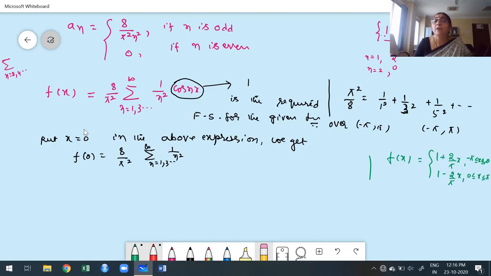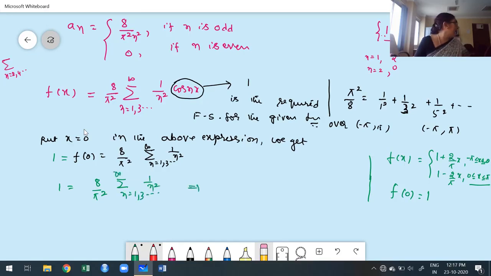Okay. Now I want to find out my f of 0. F of 0 is nothing but, put x is 0. Now 0 is in the range 0 to pi. Therefore, you put x is 0, f of 0 is 1. Therefore, this value is 1. 1 is equal to 8 by pi square of summation n ranging from 1, 3, etc., 1 by n square to infinity.